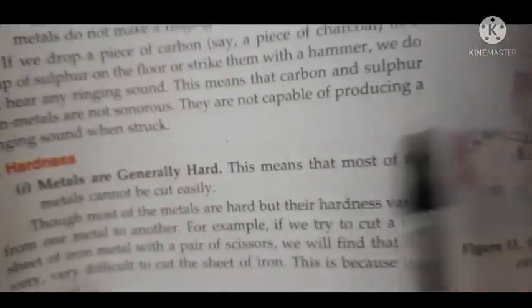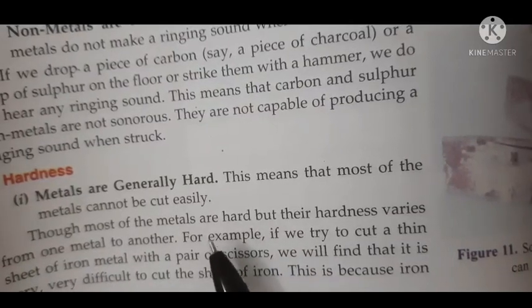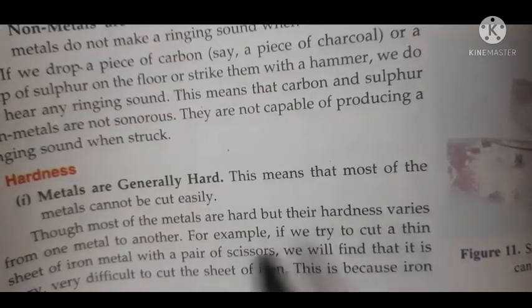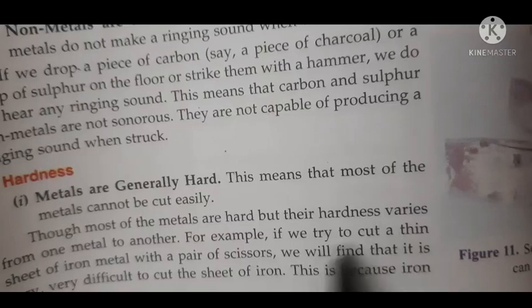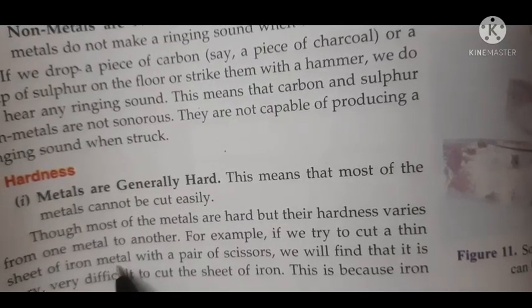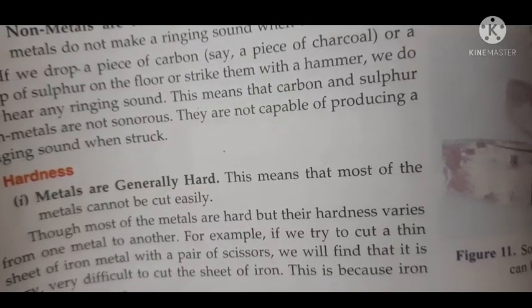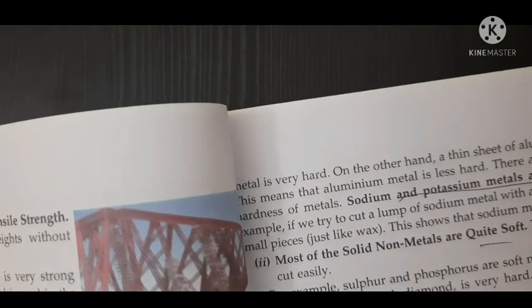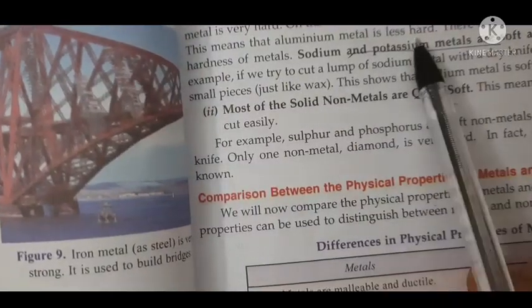Hardness: metals are generally hard. It is difficult to cut metal. Metals cannot be cut easily, but the hardness varies from one metal to another. For example, if we try to cut a thin sheet of iron metal with a pair of scissors, we will find it very, very difficult to cut, but we can cut aluminium. So the level of hardness varies from metal to metal. This means aluminium metal is less hard.